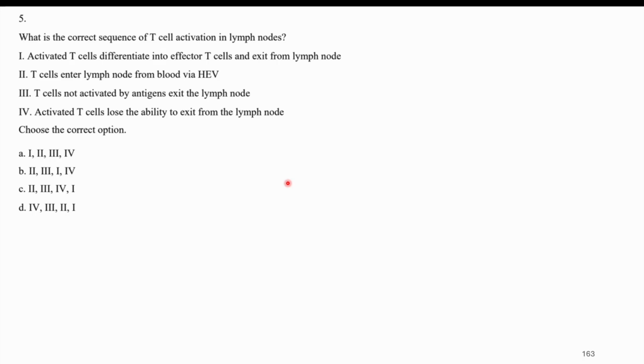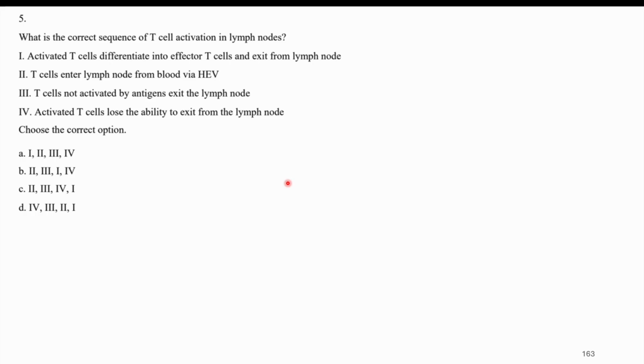So next question is, what is the correct sequence of T cell activation in lymph nodes? The first is activated T cells differentiate into effector T cells and exit from the lymph node. T cells enter lymph node from blood via HEV. T cells not activated by antigens exit the lymph node. Activated T cells lose the ability to exit from the lymph node. Choose the correct option. So you have to choose the sequence.